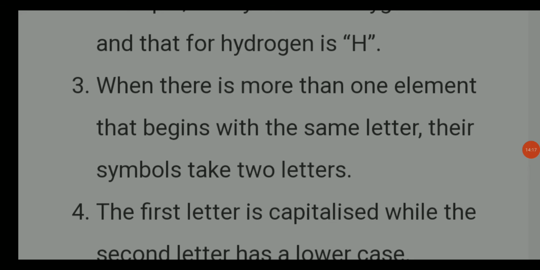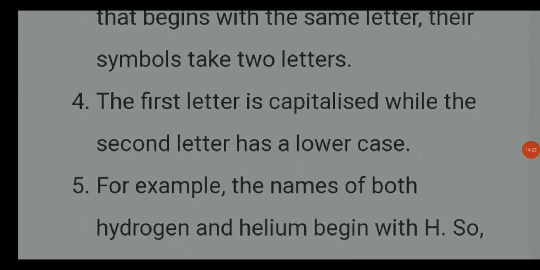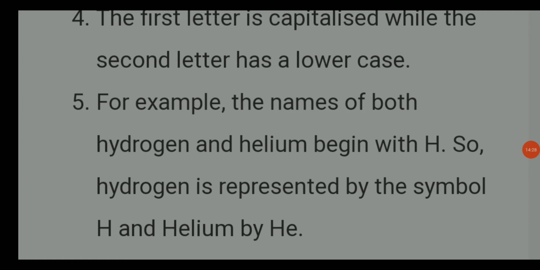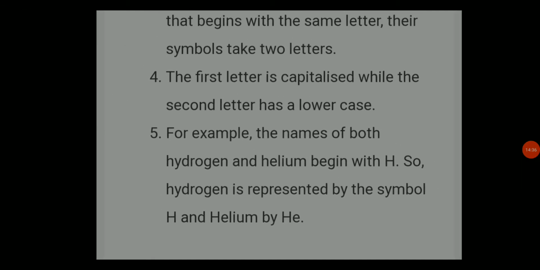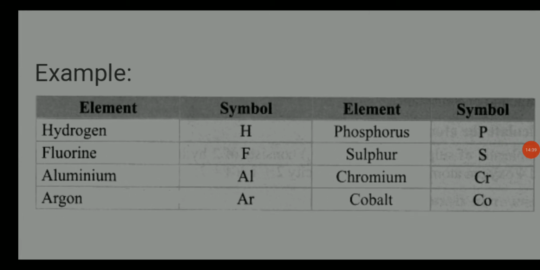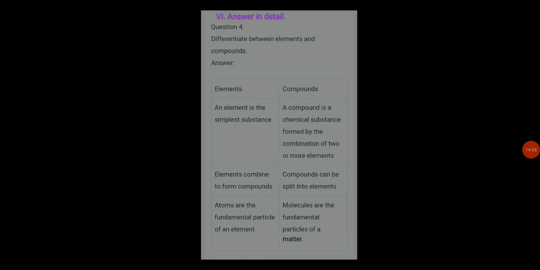Third point, when there is more than one element that begins with the same letter, their symbols can take 2 letters. The first letter is capitalized while the second letter is lowercase. For example, the names of both hydrogen and helium begin with H. So, hydrogen is represented by the symbol H and helium by the symbol He. We will see some examples for that. Elements with their symbols: hydrogen is represented as H, fluorine as F, aluminium is Al, argon Ar, phosphorus P, sulfur S, chromium Cr and cobalt is Co.